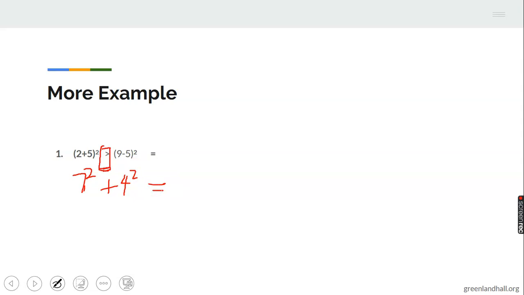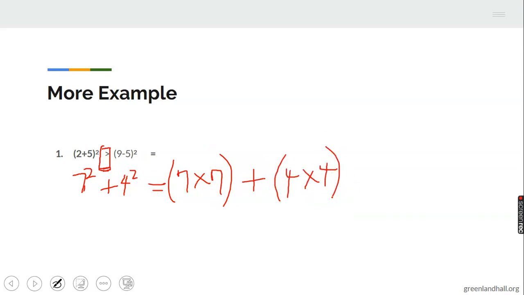Math is very simple. All you have to do is just to understand the numbers. So 7 square is what? That's 7 times 7, plus 4 square is what? 4 times 4. So tell me, 7 times 7 is what? 49, plus, and 4 times 4 is what? That's 16.